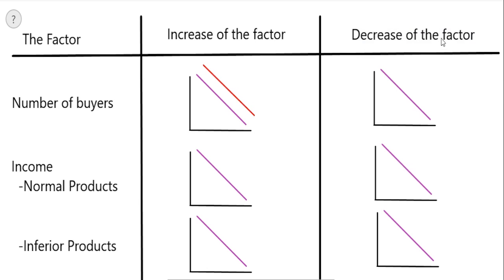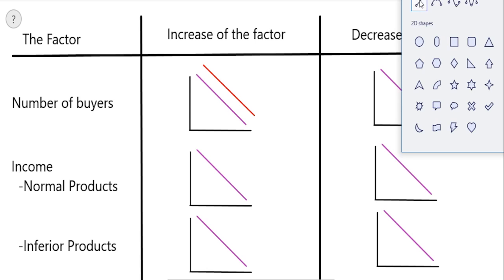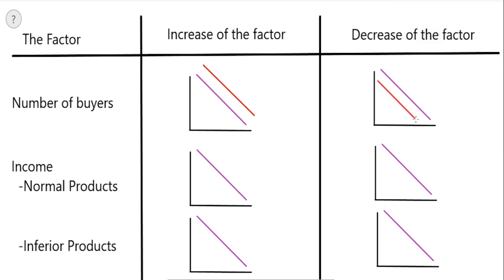Now, what happens if there's a decrease in the number of buyers? Well, now there are fewer people that can buy our product. So for example, maybe people migrated out of the country.